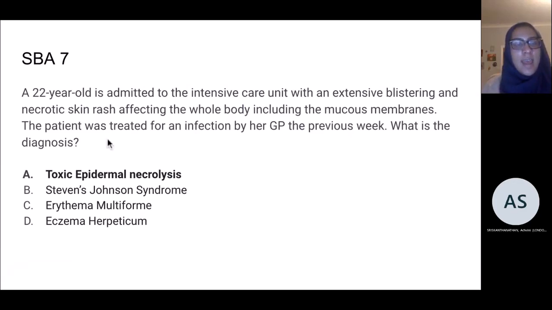And that is a more severe form of Stevens-Johnson syndrome. Stevens-Johnson syndrome is basically the same thing, where you get this necrosis of the skin, but you get less skin involvement. So they're basically the same disorder, but at different spectrums in terms of severity. In this case, you've got this extensive blistering, necrosed skin, and it's affecting her whole body, including her mucous membranes. That's a lot of skin. That's her whole body being affected by this issue, and she's gone up to ITU as a result. So that's toxic epidermal necrolysis.